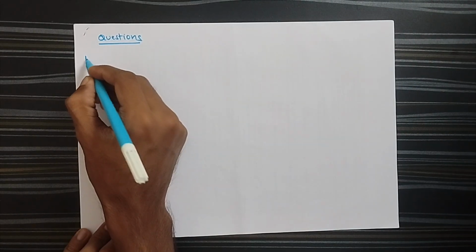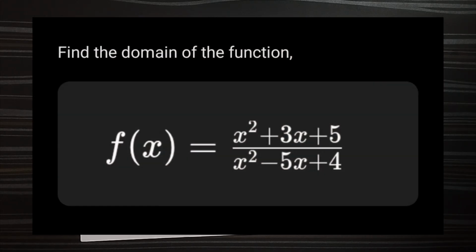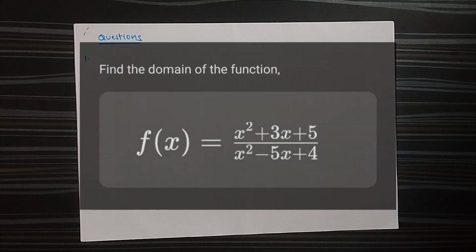Questions. Functions worksheet, question number 1. I'll read out the question, then we'll explain how to do it. Find the domain of the function f of x equal to x square plus 3x plus 5 over 5x square minus 5x plus 4.